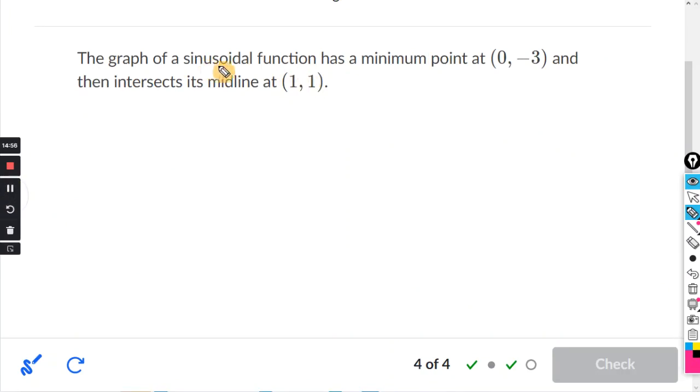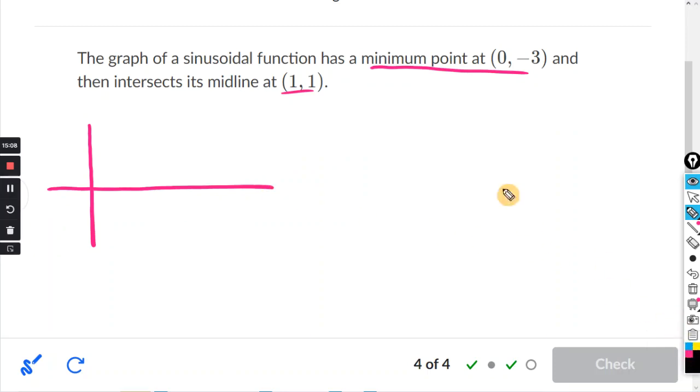All right, last one. Minimum point at 0, -3, midline at 1, 1. All right, let's see. Minimum's at 0, -3. So that's down here. 0, -3. And it goes to the midline at 1, 1. So it starts to head up. And that's 1, 1.